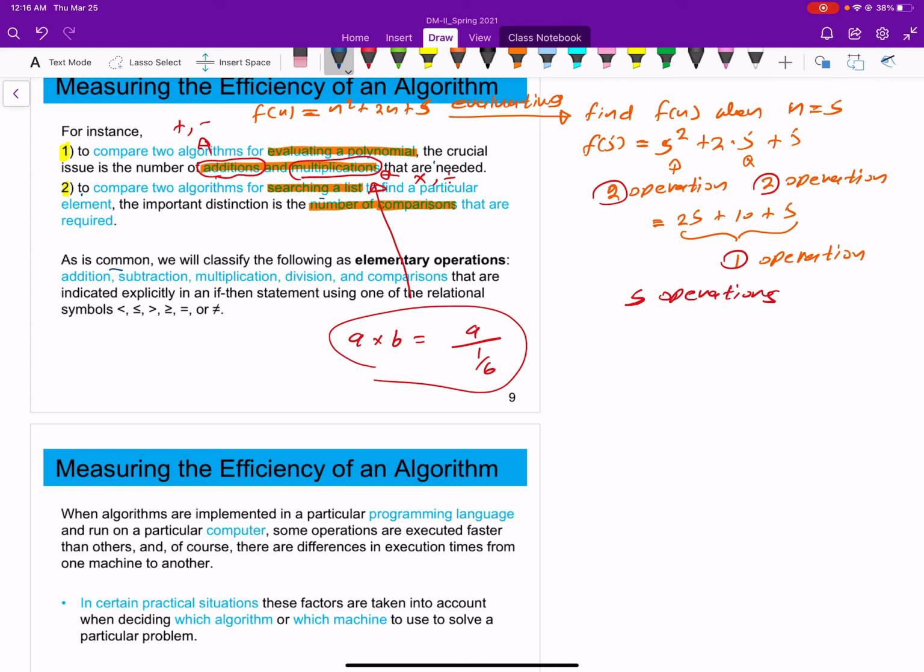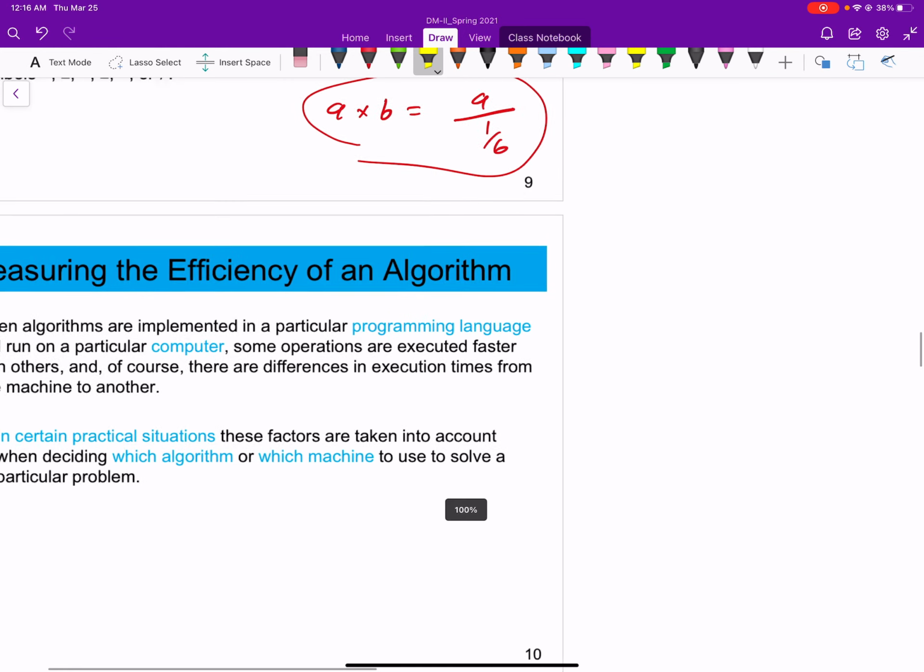As is common, we will classify the following elementary operations. Here I'm going to give you elementary operations: addition, subtraction, multiplication, division, and comparison, that are indicated explicitly in an if-then statement using one of the relational symbols. So you can just do it by if and else statements. Let's move to the next slide.